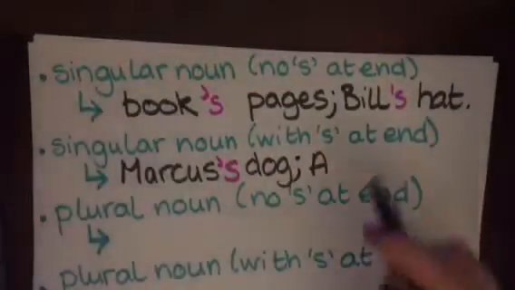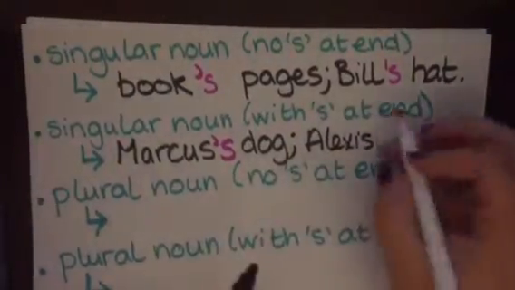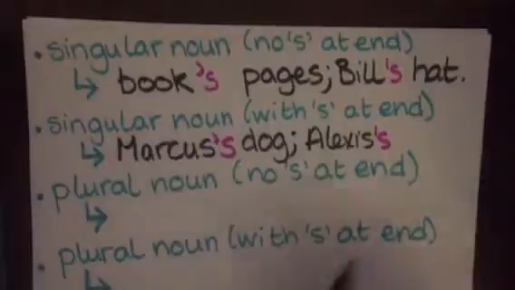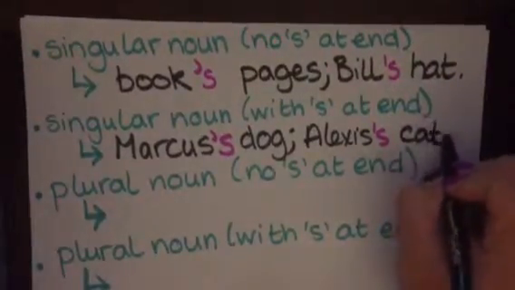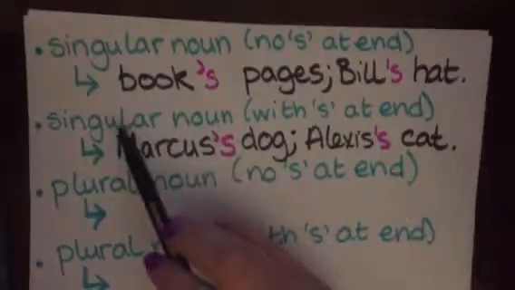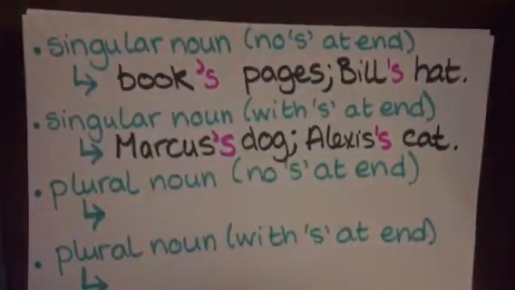So Marcus's dog, or, oh no, my camera fell down. Let's keep going. Marcus's dog, or Alexis's, and it's kind of a handful to say, a mouthful, Alexis's cat. So they're still singular nouns. They already end in an S, but we're still going to add apostrophe S.